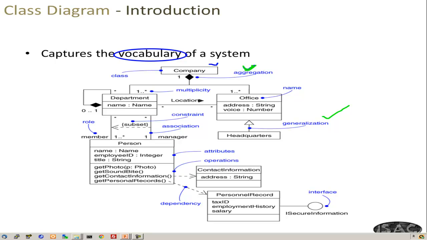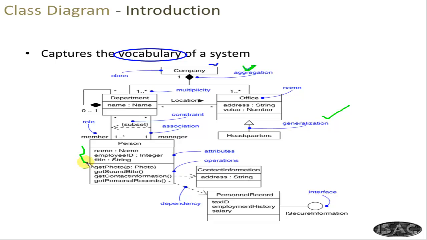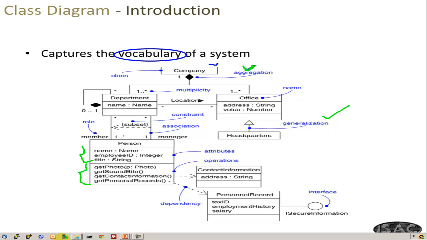It is very obvious, but let me just show you. These are attributes and these are operations, which in the Java world are also called methods. Think about this one here. A company includes department and office. And office is a very generic case of headquarter, whereas a headquarter is a special case of office.